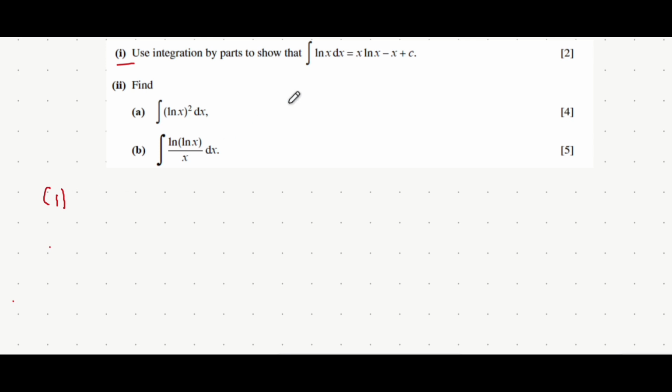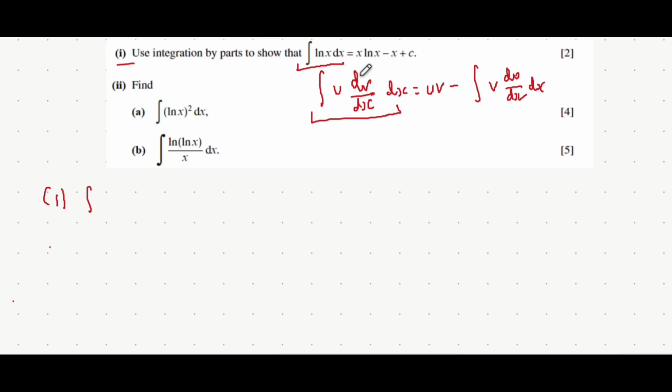So this is a special type of question that you need to know about. So I'm just going to quickly write out the equation here. So it's the integral of u dv dx is equal to uv minus the integral of v du dx. So we first make what we're integrating match the left hand side of the equation. The dx is already matched.